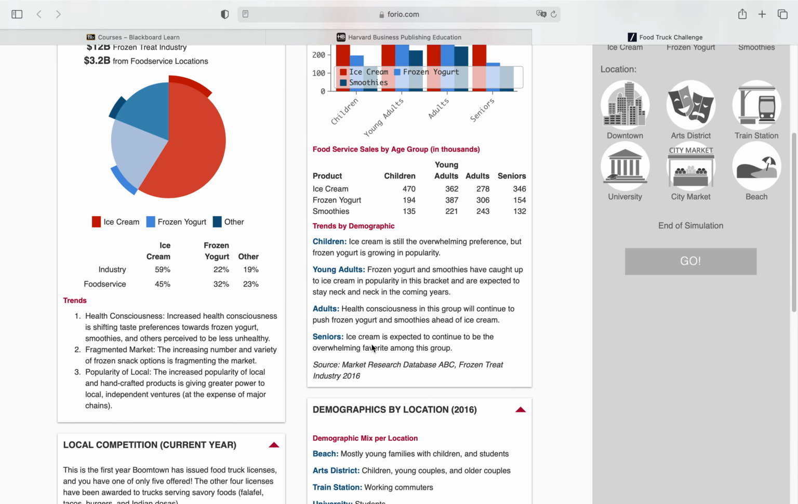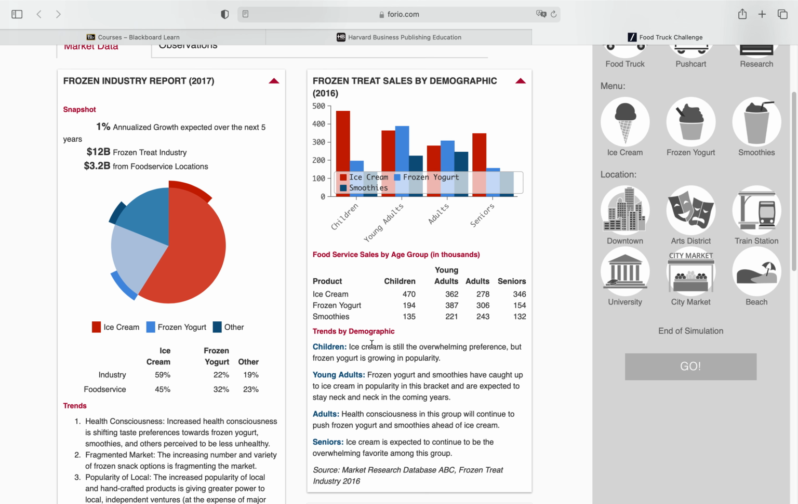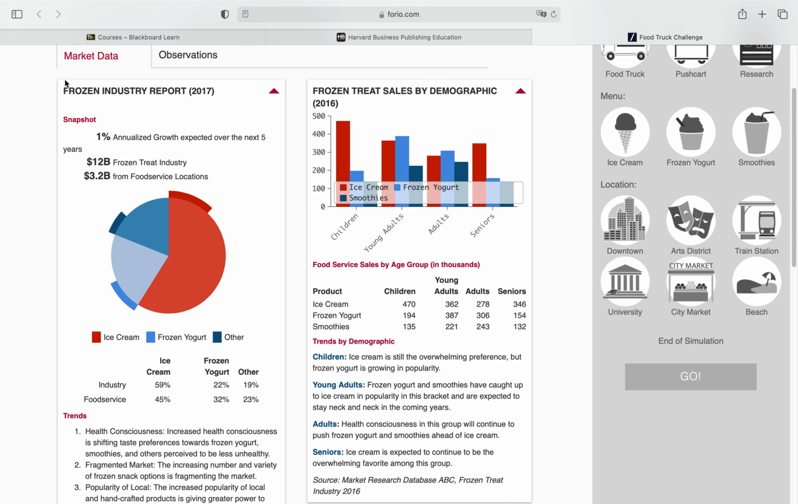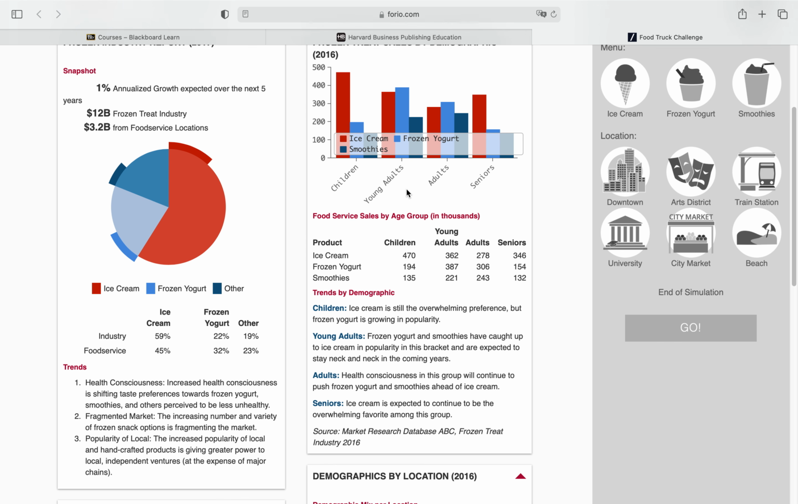And moving on to the next section is frozen treat sales by demographic. Compared to the first section here, the frozen industry report, it gives you hand-in-hand information on what the whole industry is doing, and then based on three different types of items, you can make a decision: what type of item do I want to sell on my food truck operation.